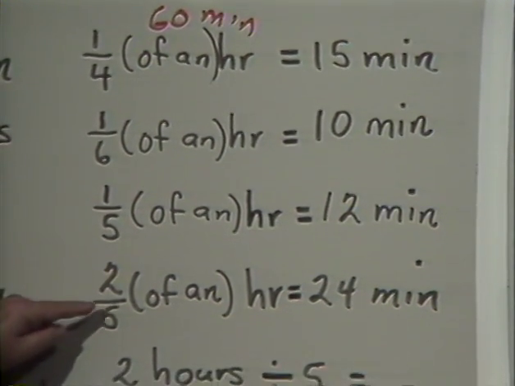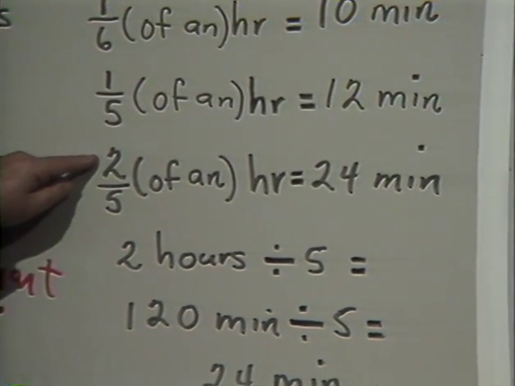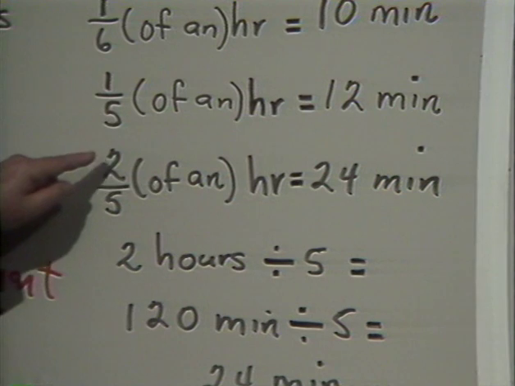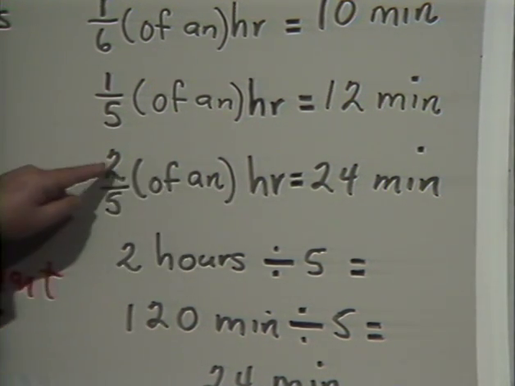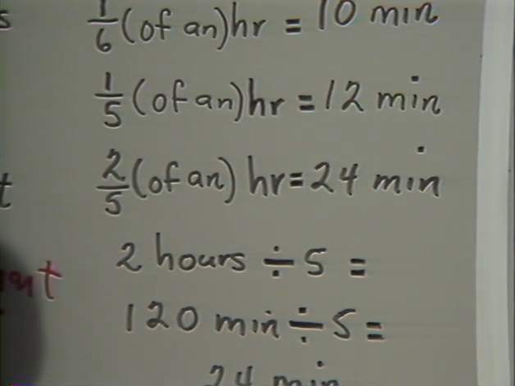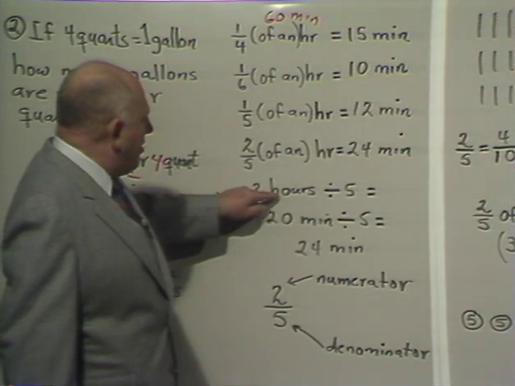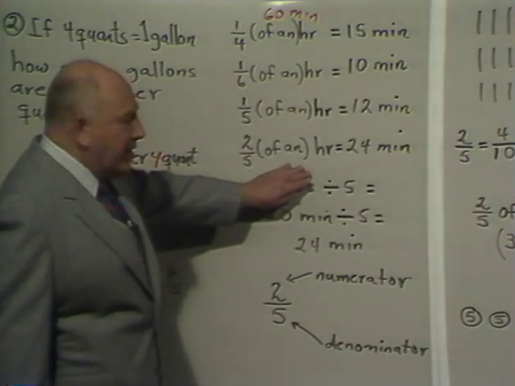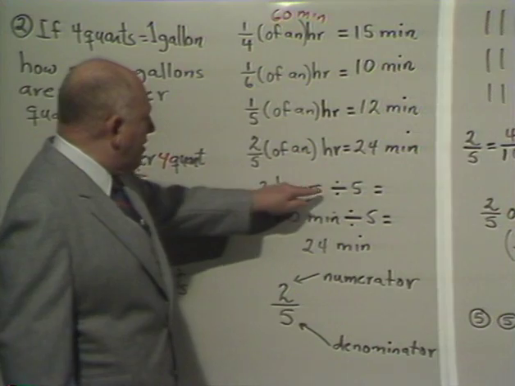And by the way, you can still keep going this way. 2/5 of an hour would mean what? You take 1/5 of an hour 2 times. We just saw that 1/5 of an hour was 12 minutes, so twice 12 minutes would be 24 minutes. And again, notice what happens over here. 2 hours divided by 5. If the noun was left out here, you would have 2 divided by 5. Let's see what this becomes.